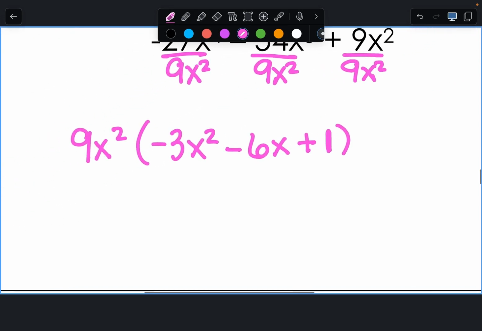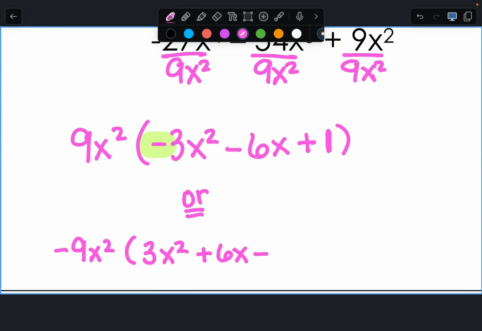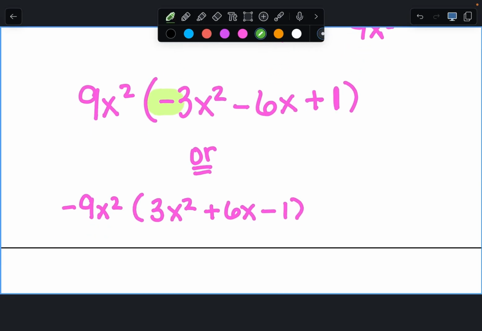Now, just for purposes of the STAR test, because that very first inside term is a negative, we can also pull that negative out. So that very first term is going to change from a negative to a positive 3x squared. Minus 6x will change to plus 6x. And then plus 1 changes to minus 1. Now, once again, you don't have to do that on the assignment, but you need to know that that is a possibility. Okay? Last one.